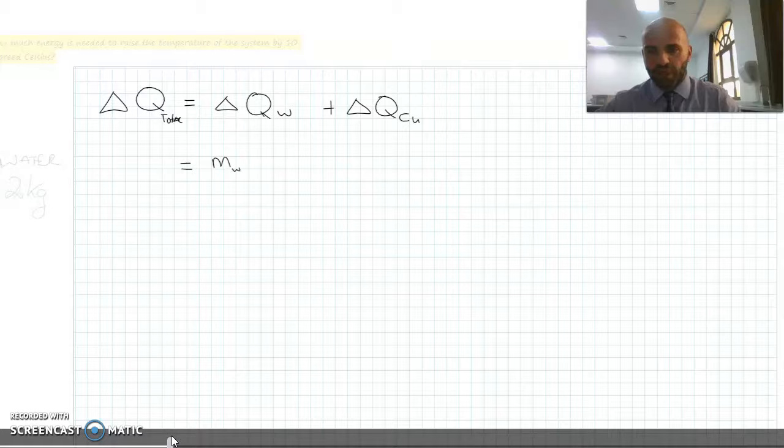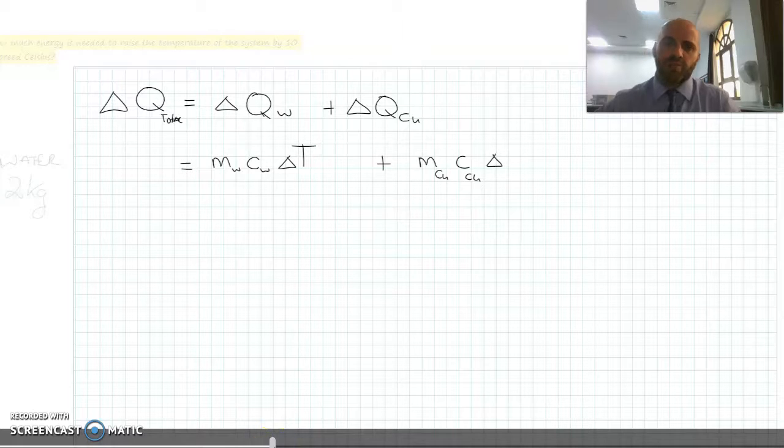Okay, so we know that the energy required for the water would be the mass of the water times the specific heat capacity of the water times the change in temperature for the water. And we also know that the energy required for the copper separately should be the mass of the copper times the specific heat capacity of the copper times the change in temperature for the copper. Now, it just so happens that the change in temperature for the copper and the change in temperature for the water is actually the same. Okay, in this example, it's 10 degrees.